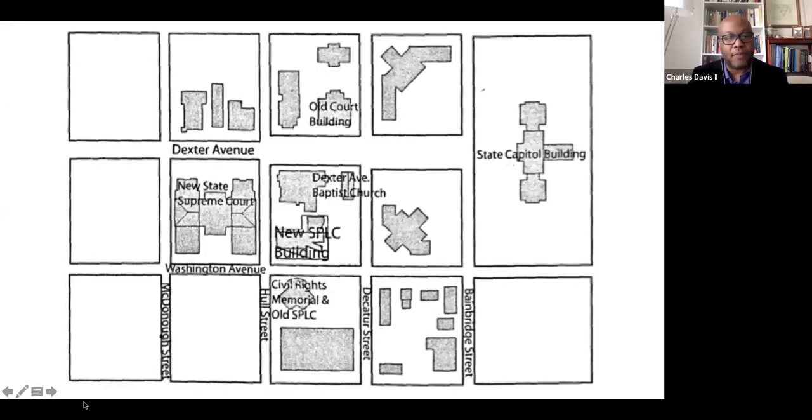So here's a map of that location. There's also an image in the text showing where all the buildings are. It doesn't indicate it here in the plan, but this is where the statue to Jefferson Davis is. And this is where the first White House of the Confederacy is located. Here's the new Southern Poverty Law Center building, the old one, the Dexter Avenue Baptist Church, the two state houses. Oh, sorry, here's the Civil Rights Memorial and old Southern Poverty Law Center, and here's the Baptist Church.